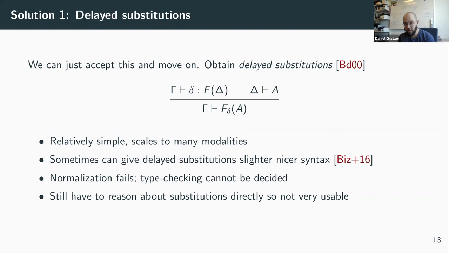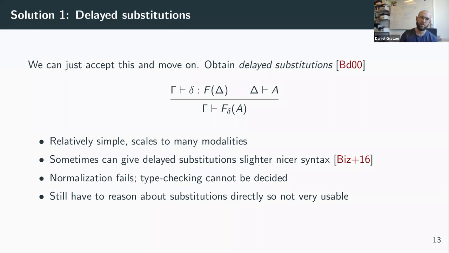And in some very special cases, we can sort of arrange that this has a more comprehensible syntax. So I have a citation here to a paper on guarded recursion, which uses these delayed substitutions with the later modality. And the result in syntax is reasonable. But normalization fails. And because of this, type checking isn't really decidable. And sort of even more problematic for me is that as you add more modalities, you basically have to start reasoning about substitutions as if you were working externally. So it sort of fails both the implementability and the usability fragments of my criteria.